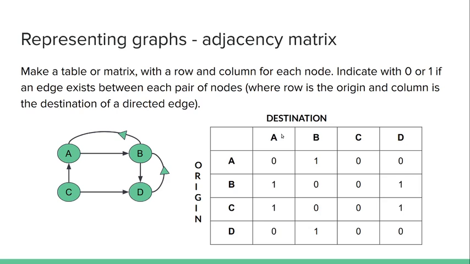So the way that we fill in this matrix is we look at each node. We'll start with node A, and we look at all the nodes we can get to directly from A.